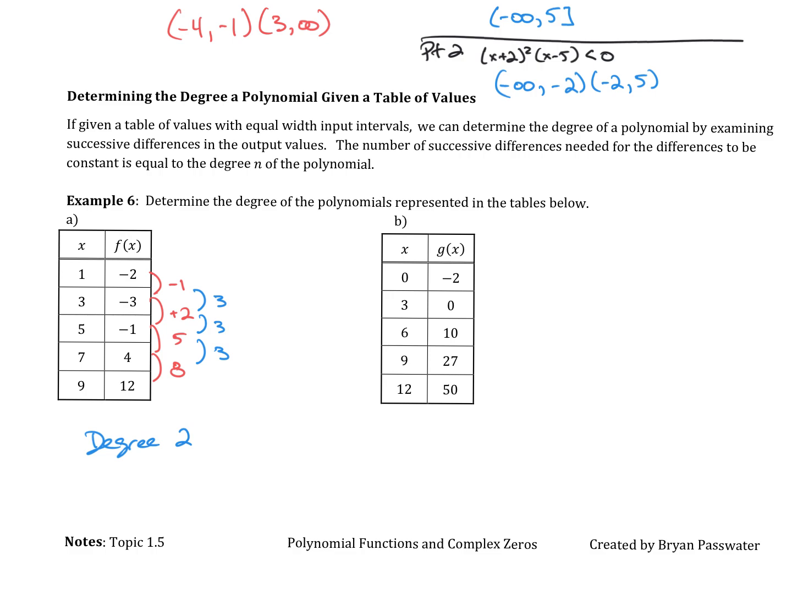So again, we have equal widths for our inputs. So now we can just work with our outputs. So -2 to 0, +2, 0 to 10. How about the next one?